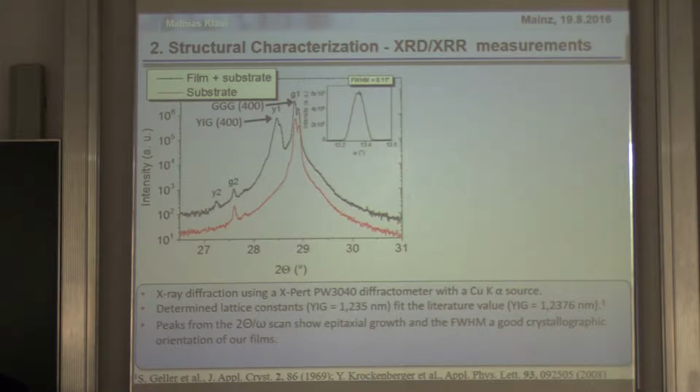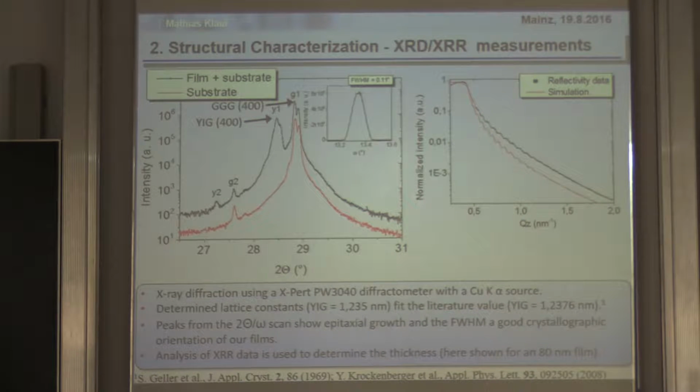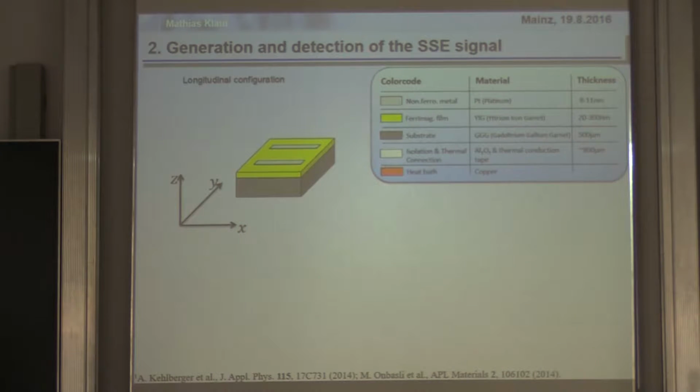And then you do some X-ray diffraction, and you check, and you see that the YIG has the peak at the right angle, which means that the lattice constant of YIG is pretty much the one that you expect from literature. And we get very nice reflectivity data showing that we have smooth interfaces and smooth surfaces. Right, and so what do we do with the sample now in this longitudinal configuration?